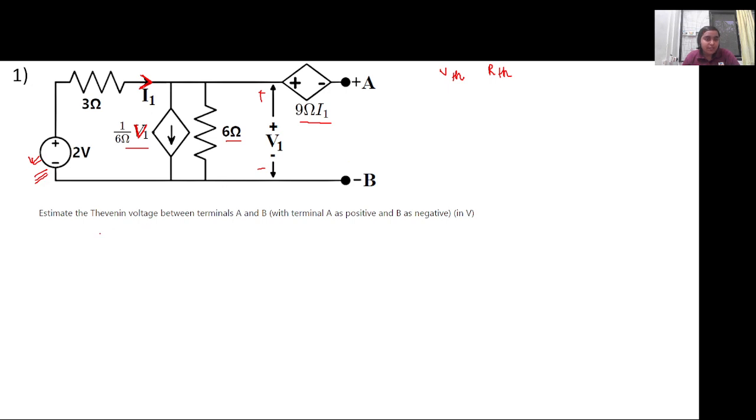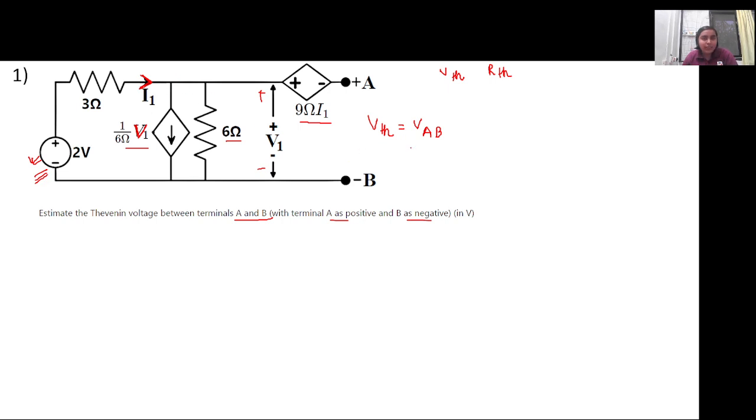So for now in the question it is asked, estimate the Thevenin's voltage between terminal A and B, where A is the positive and B is the negative terminal. So how will we calculate the Thevenin's voltage across this? All the circuit parameters will be present, and we'll have to calculate the voltage across this. Thevenin's voltage is the voltage across this output terminal, which is equal to VAB. This is what we have to calculate, right? So let us start solving this circuit.